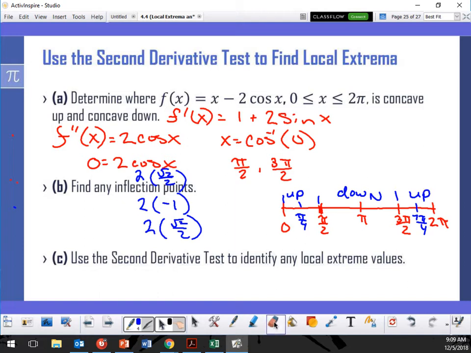So let's see, my eraser. Come on, bigger eraser. There we go, better.